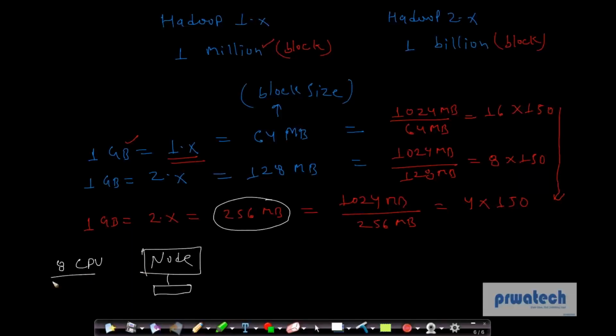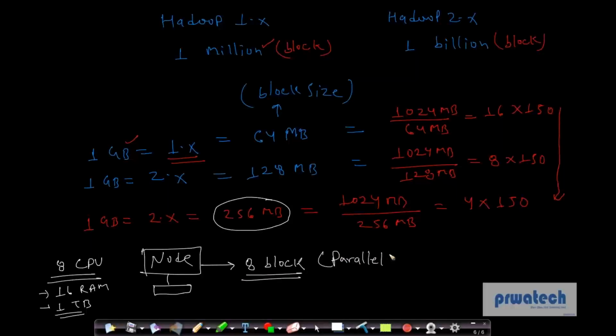What do we mean by multi-core processor? You have more than one CPU, and then we have some amount of RAM and some amount of hard disk, right? This is our system configuration. What do I mean by this 8 CPU? Using this machine at a time, how many blocks can I process? I can process 8 blocks, not sequentially, in parallel. Getting me? That is the reason in a cluster, what is parallel processing, guys?